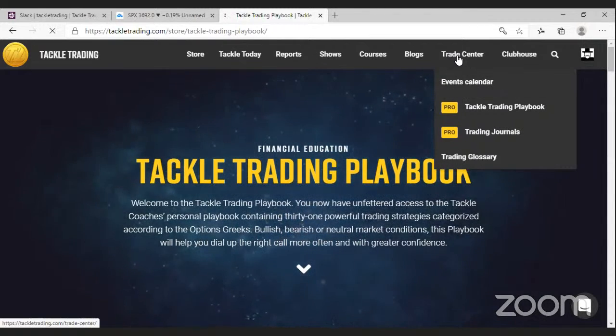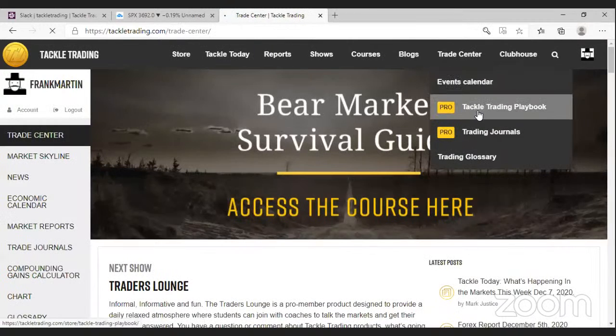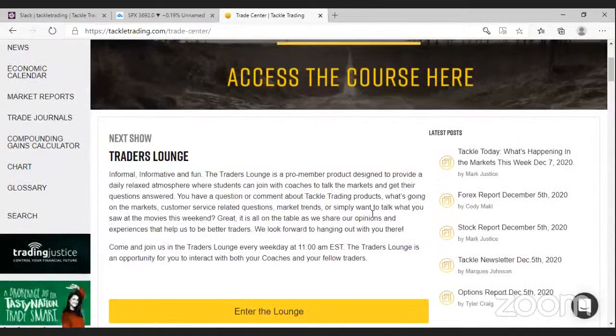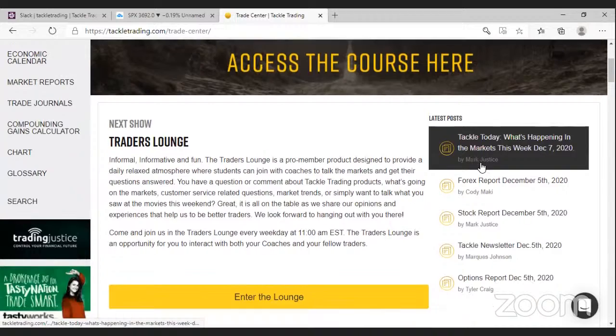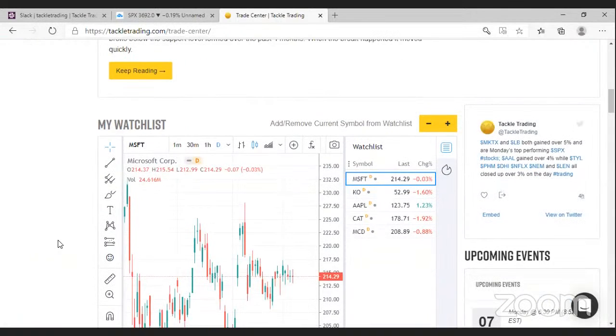If you go directly into the Trade Center, this will bring you to a What's Up at Tackle Trading page. In here, you'll have what's our next show, our Traders Lounge coming up tomorrow morning, our most recent posts, our latest report, most recent tweet. There is a watch list function in here as well, if you'd like to have easy access while you're at Tackle Trading without having to log into your broker, if that's where you're doing your charting, just want to have easy access to a watch list.